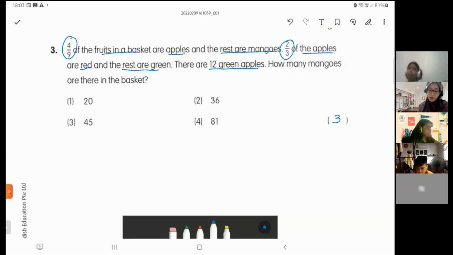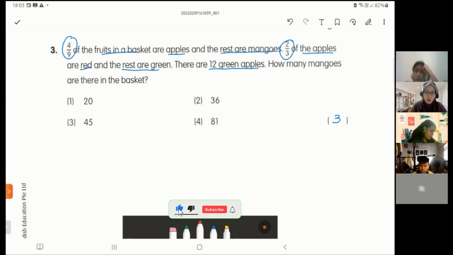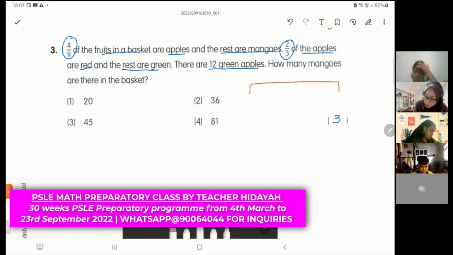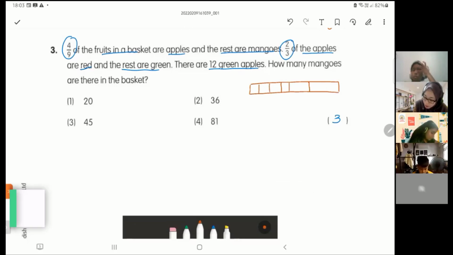Okay, so if you want to draw a model, you may. Okay, let's draw a model. For the sake of those who cannot visualize fractions, what is 9 parts? What is 4 parts? If you cannot visualize, then draw. So let's draw 9 parts first. I'm going to draw a long one, cut it up into 9 parts. You have 9. 4 out of 9. 1, 2, 3, 4. These are my apples. Then the rest are my mangoes.